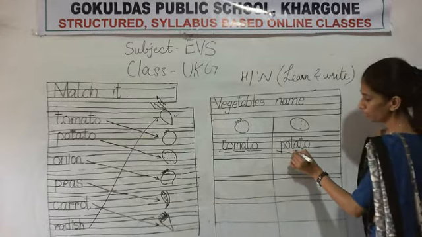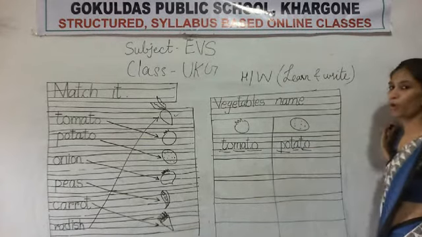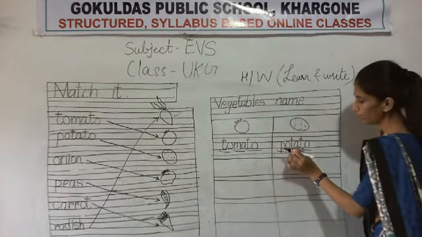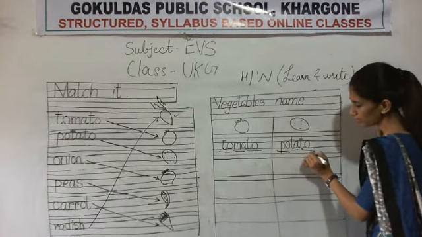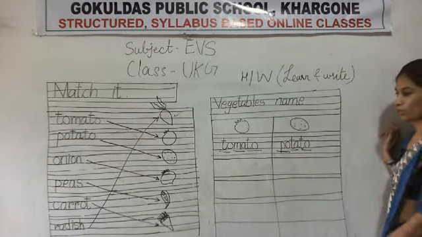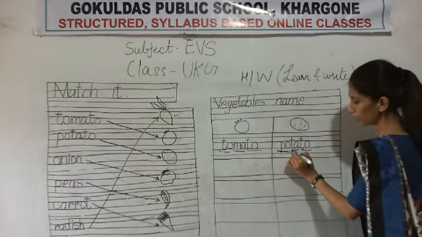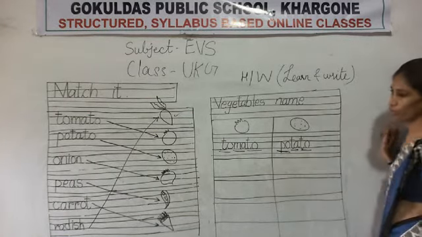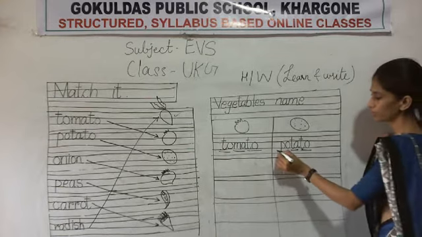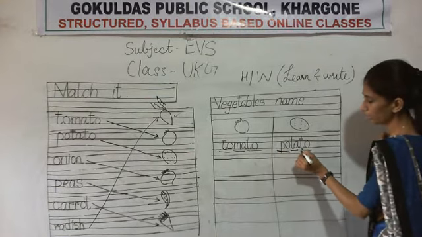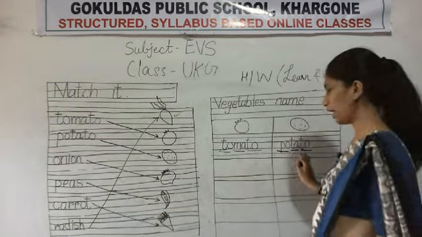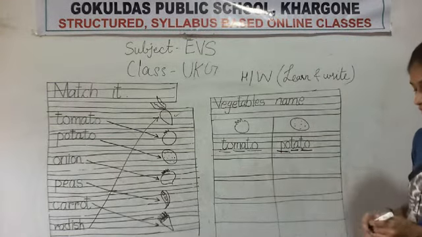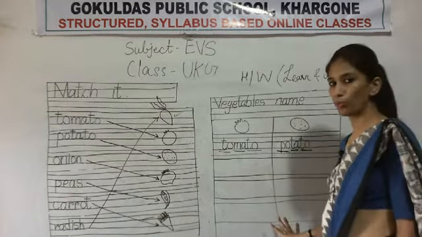Same. P-O-T-A-T-O. Potato. P-O-T-A-T-O. Potato. Say P-O-T-A-T-O. Potato. Tomato and potato. So you have to write in your notebook also.